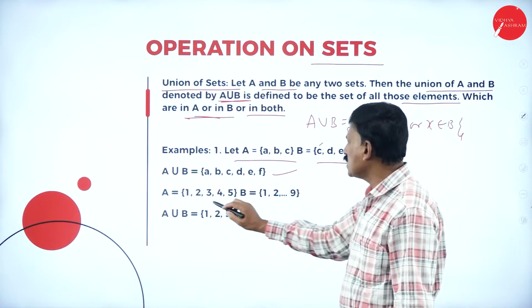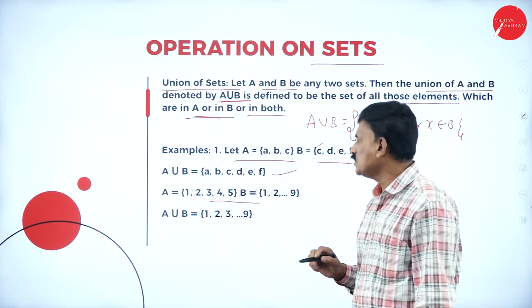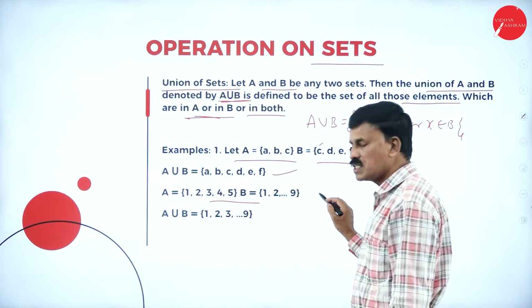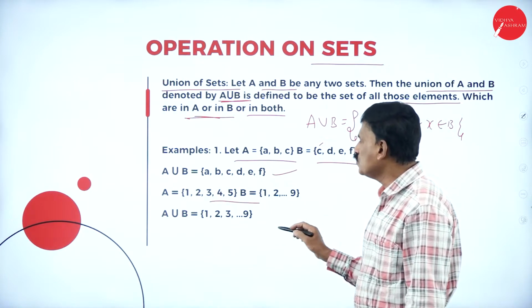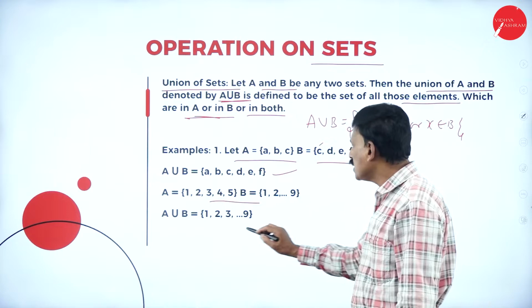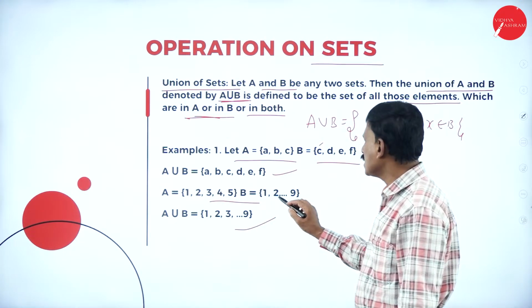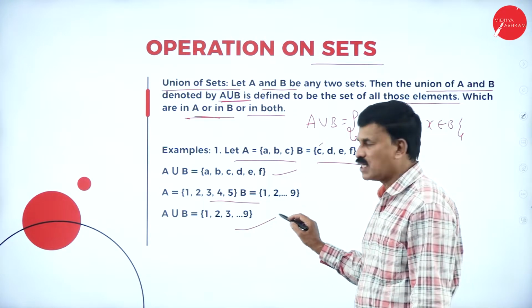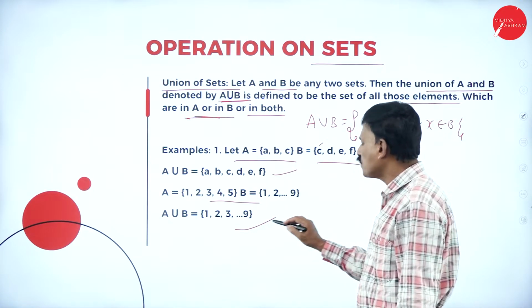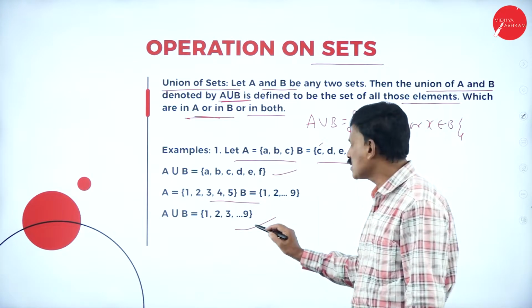Now let us consider this set. If A is equal to {1, 2, 3, 4, 5} and B is equal to {1, 2, 3, 4, 6, 7 up to 9}, then the union of this is nothing but 1, 2, 3, 4, 5 up to 9. Since this contains all the elements from 1 to 9, we can write the union of A and B as {1, 2, 3, 4, 5, 6, 7, 8, 9}. This is called the union.